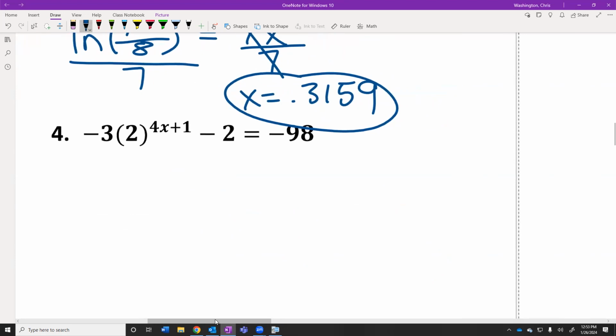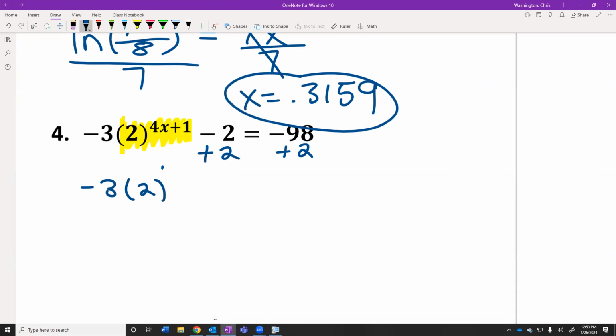We have to get the exponential by itself, the exponential being the 2 to the 4x plus 1 in the exponent. So we have to divide by the coefficient first: -3 times 2 raised to the 4x plus 1 equals -96.